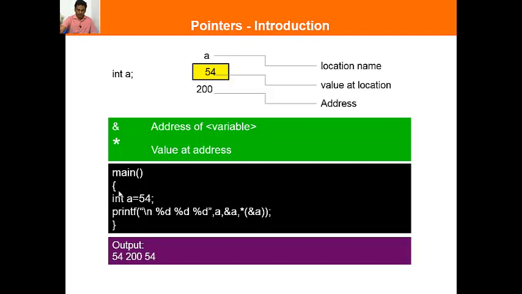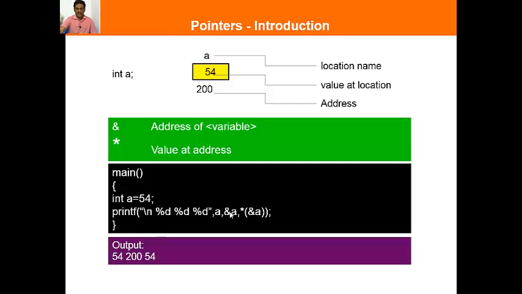In this program, in main, integer a equal to 54, so it allocates 2 bytes, and 54 is assigned to that location. For example, we assume the address is 200, 201, but internally it takes the first byte address 200. So printf of %d is just a. What is a? It is 54. It is a location name. By location name, we put %d, it displays 54.